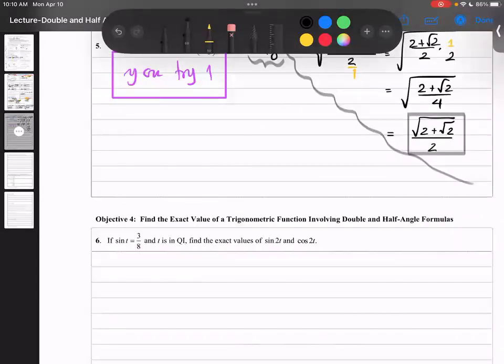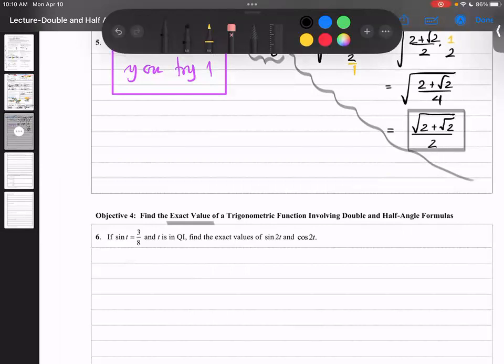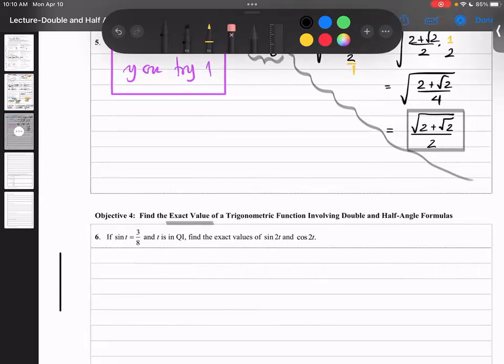Number 6. Find the exact value of a trigonometric function involving double and half angle formulas. This is something you might have on the exam. Given sine of t is equal to 3 over 8, and they say it's in quadrant 1. As soon as they say that, I'm going to draw it. Quadrant 1.